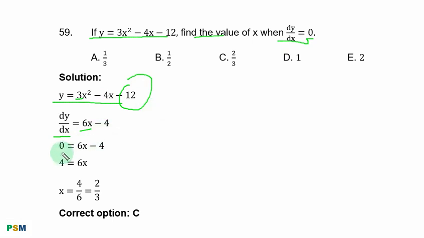So you have 0 equal to 6S minus 4. Transfer minus 4 to the left. You have 4 equal to 6S. To get S, divide both sides by 6. You have this fraction, which reduces to 2 over 3. The correct option is C.